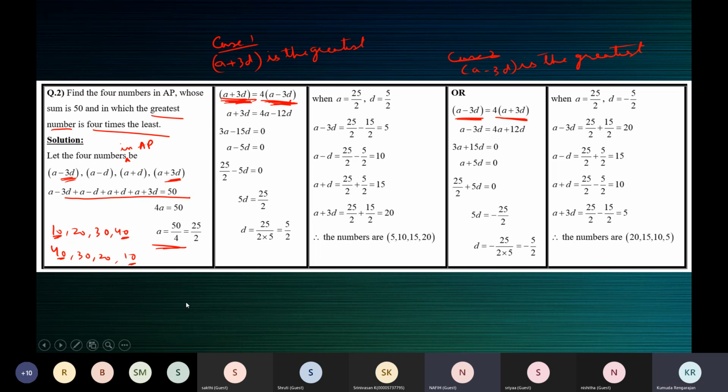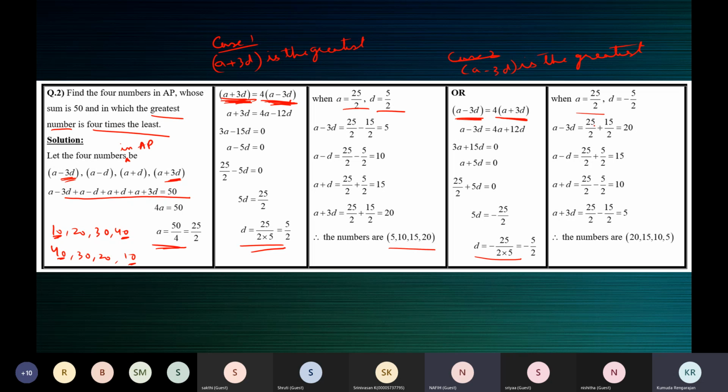So when you work this, you get the value of D. Once you get the value of D, you know the value of A and the value of D. Find the numbers: A minus 3D, A minus D, A plus D, and A plus 3D. In case 2 also, when you work this condition, you get the value of D and find the numbers.